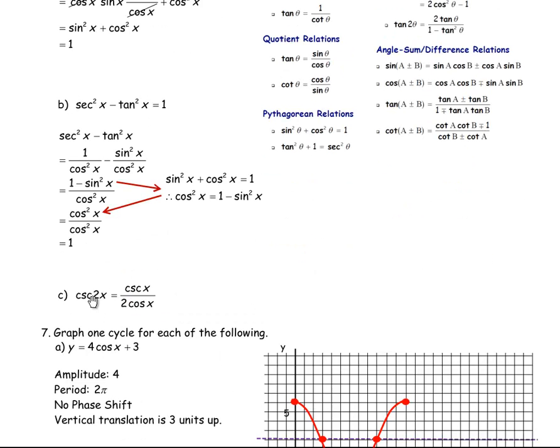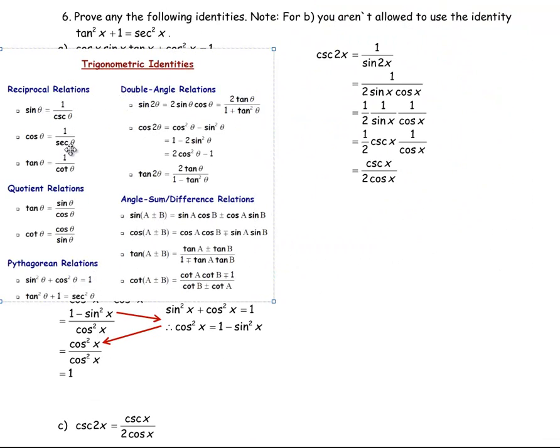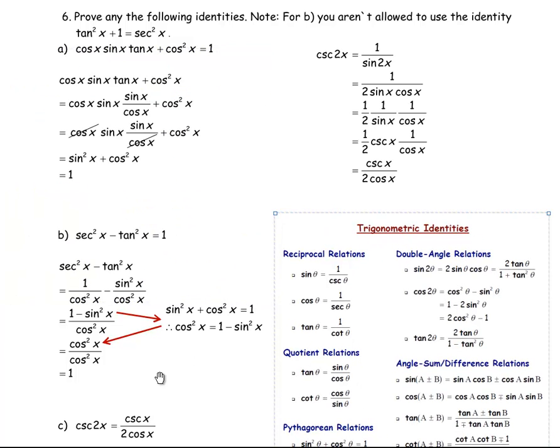For C here, this is the identity we're asked to prove. So let's move these identities out of the way here. We're asked to prove that cosecant 2x is equal to cosecant x over 2 cos x. In this case, I would start with the left side again, although cosecant 2x may look smaller than the right side. That's why I would start with the left side. Not to say that you couldn't start with the right side. It's still possible to do the proof. It'd actually be the same proof, just in reverse, really.